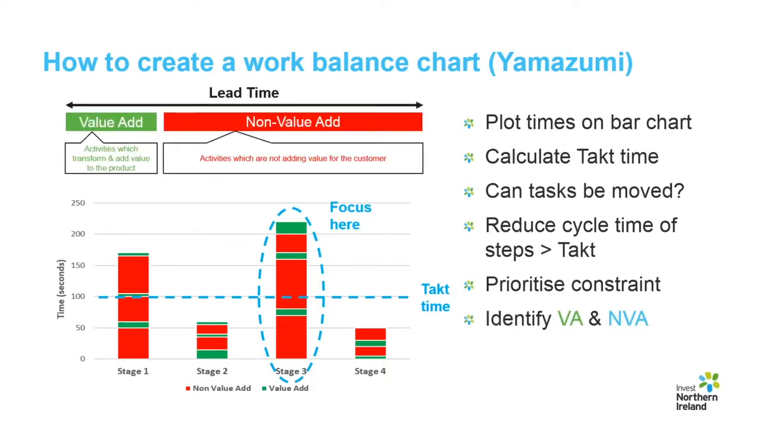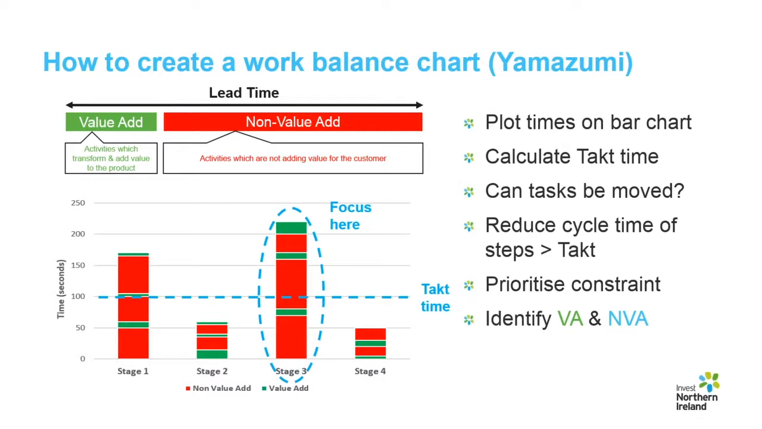Within each process step, there will be activities which add value from the customer's perspective and those which are non-value adding or waste. You need to come up with ways to eliminate as many of these non-value adding tasks as possible. The Invest Northern Ireland training video on how to carry out a waste walk will help you to identify different types of waste within your processes. In other words, the activities that customers are not willing to pay for.